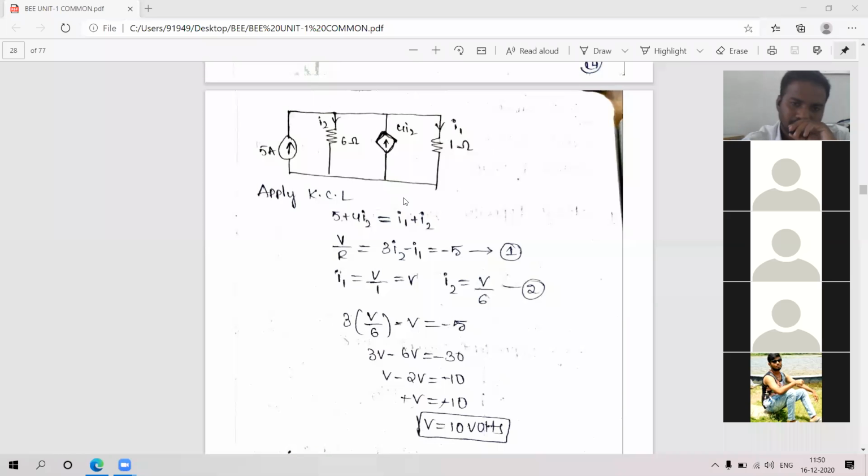Okay, we will go with the circuit. Here we need to find the values of I1 and I2 in this numerical. How will we find I1 and I2?